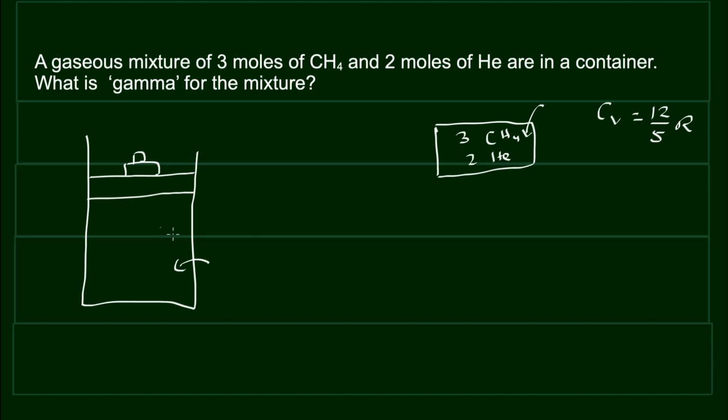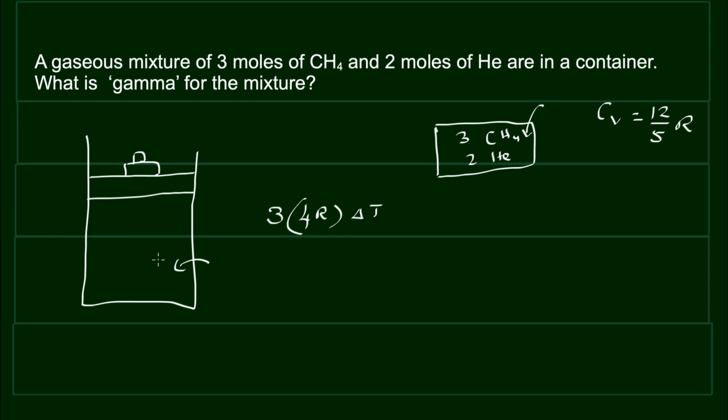Both gases absorb heat. How much heat does methane absorb? n Cp delta T. What is Cp going to be? Methane is polyatomic, Cv is 3R, Cp is 4R, times delta T.